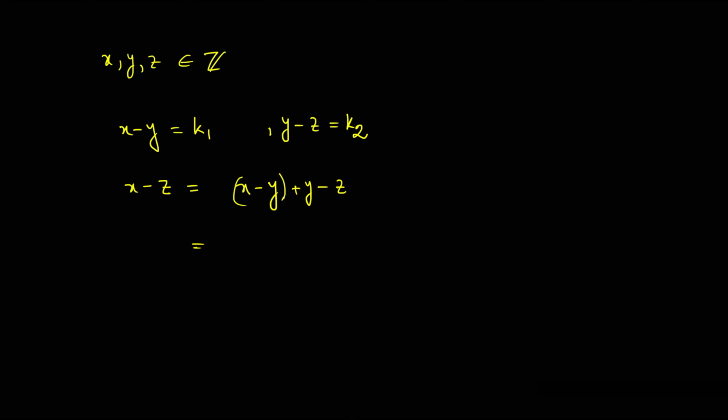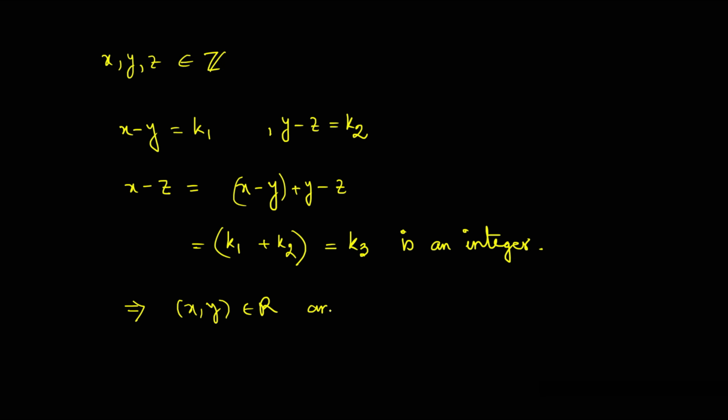So what is x minus y? That is k1. And what is y minus z? That is k2. And if we add two integers, we get another integer, k3, because the set of integers is closed under addition. So this is an integer. From here we get that (x, y) belongs to R and (y, z) belongs to R implies that (x, z) belongs to R. So clearly R is a transitive relation.